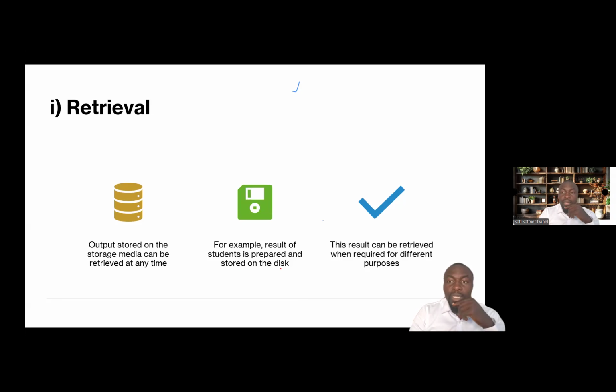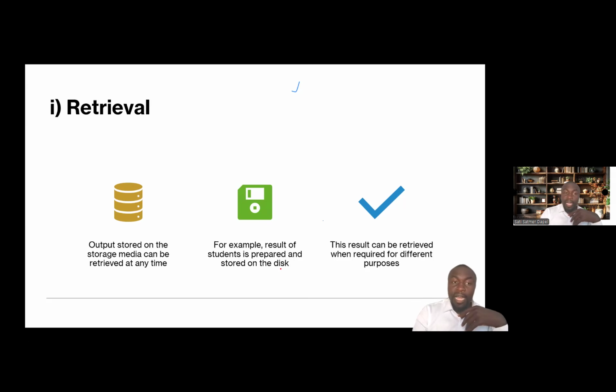The stage number 1 in the output is retrieval. Remember that after the processing is done, it will store it. And all that it has been doing, remember, is done using machine understandable form. It's using machine language. So what it will do, number one, is retrieve this information. The output stored on the storage media can be retrieved at any time.